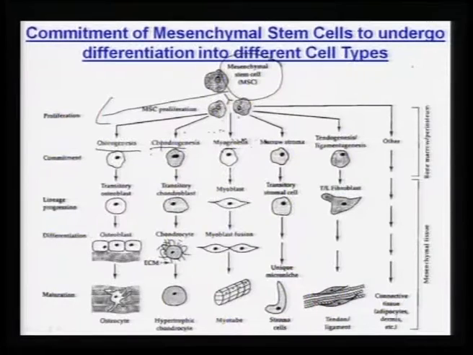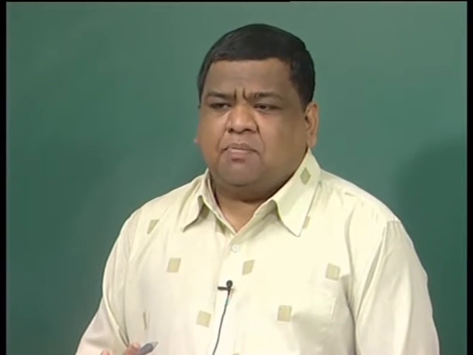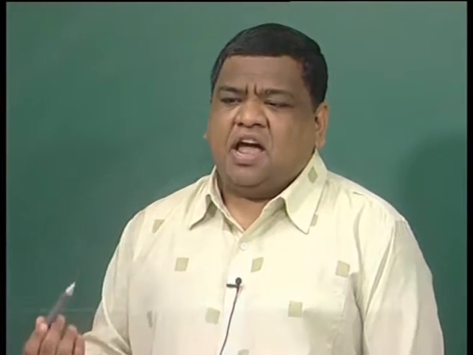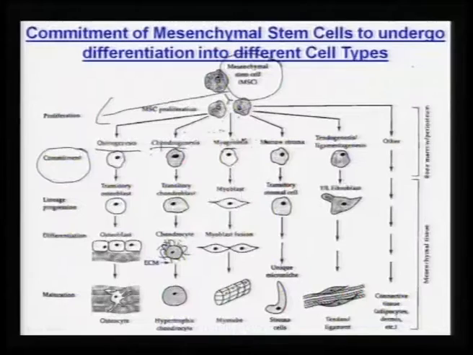Now, commitment means, if you remember the cell cycle I showed you, when a cell goes from S1 to G and G to S2, there is a checkpoint. Checkpoint means that the cells are now ready to enter from S1 to G. Once a cell is committed to enter G, it will remain in G, it cannot come back to S1. That is the simple logic.